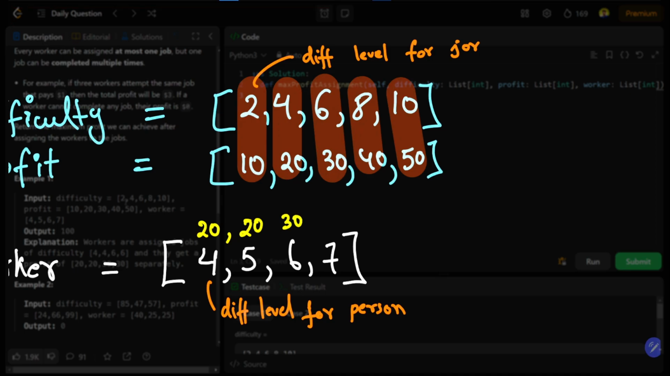So at last, I have one person who can do a task with difficulty level 6. I'll check, okay, this can be done, this can be done, this can be done, this cannot be done. So I still got the maximum profit of 30 over here. Okay. So in total, how much profit did I get? I got 30 plus 30 plus 20, which is 100. So for this case, I got a profit of 100.